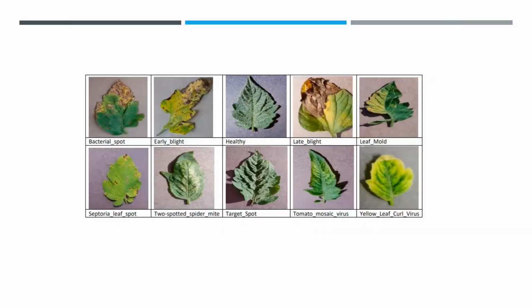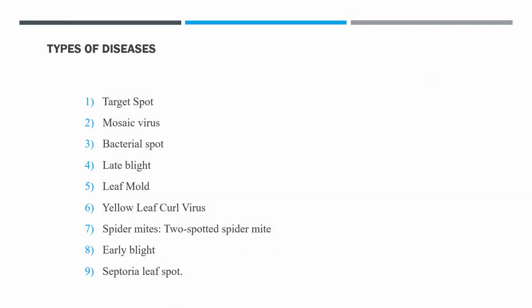And these are the images that are affected by the diseases. These are the types of diseases. Some of the diseases are target spot, mosaic virus, bacterial spot, late blight, leaf mold, yellow leaf curl virus, etc.